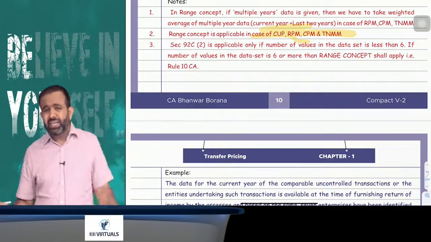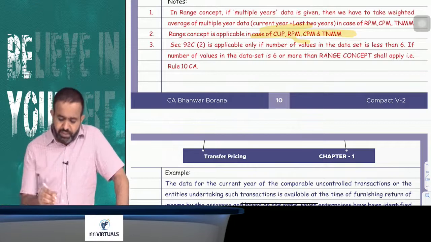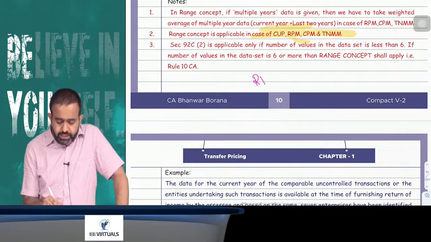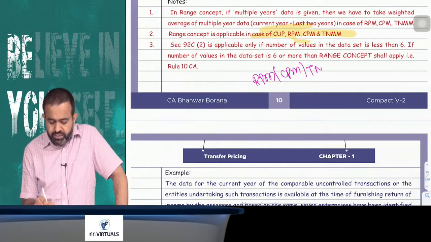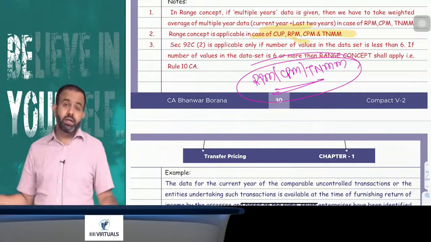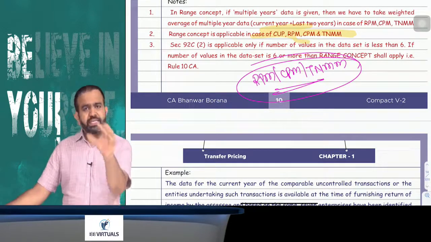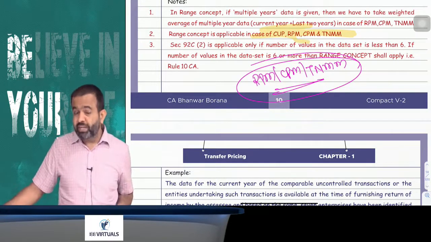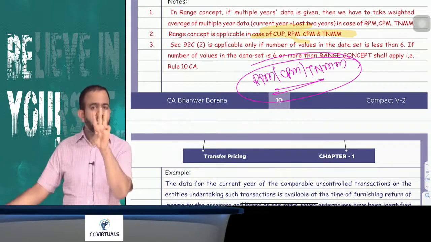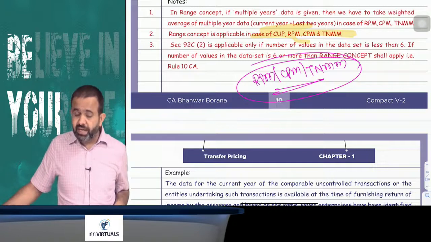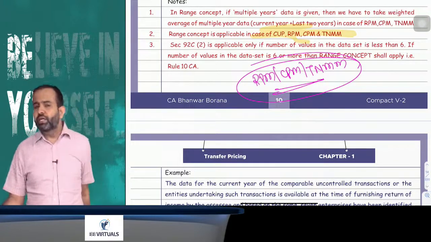But guys, remember, in case of 3 methods, which 3 methods? One is the resale price method, one is the cost plus method, and one is the transactional net margin method. In case of these 3 methods, if multiple year data is given, then you have to first take the weighted average data of multiple years. Means you have to take the 3 years weighted average data, and after that you have to follow the range concept.